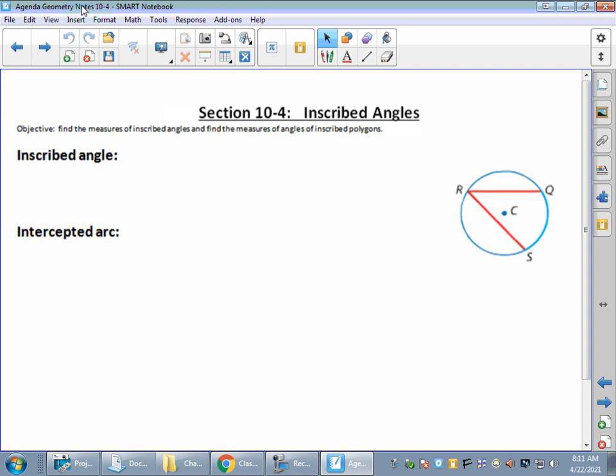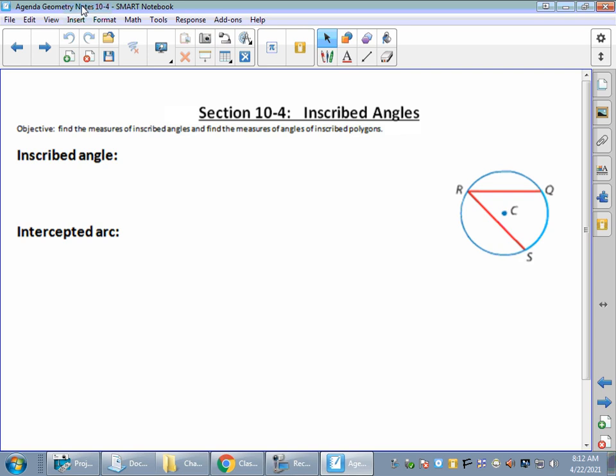We are loving circles so far, and we are ready to talk about angles. We'll keep talking about angles, but we're looking at a different type of angle. So 10.4 is called inscribed angles. Remember, we talked about central angles in section 10.2. Central angles have their vertex on the center, and each side of the angle is a radius.